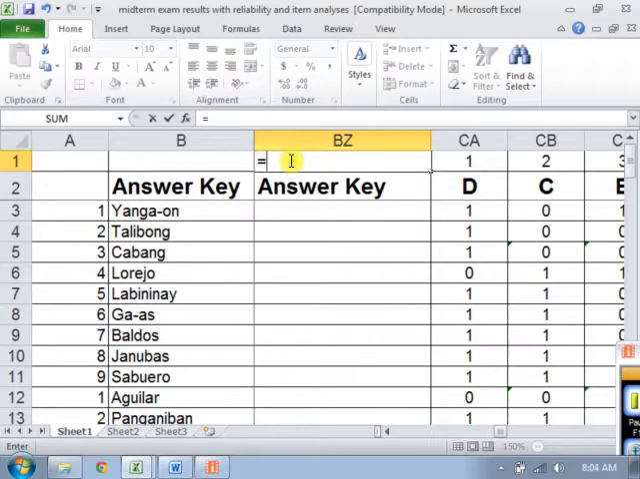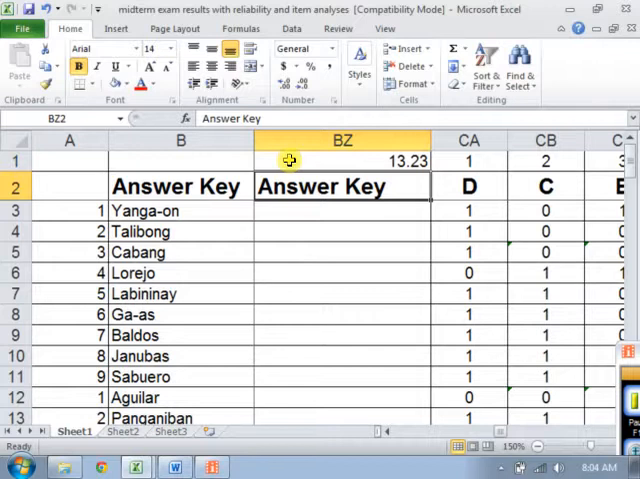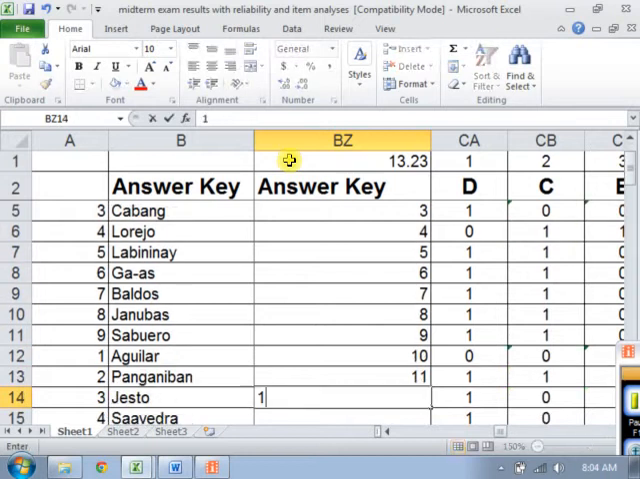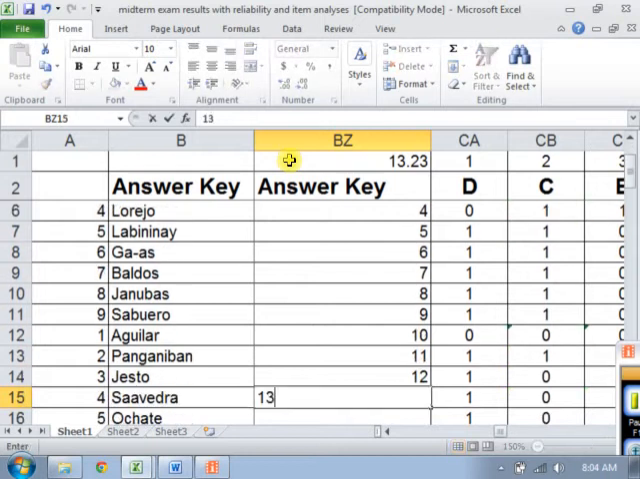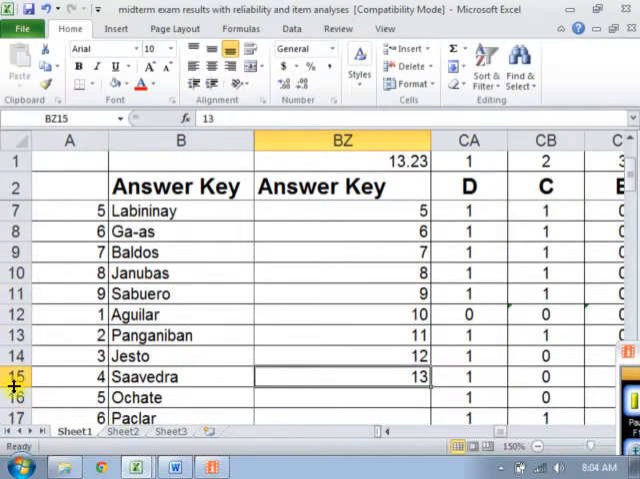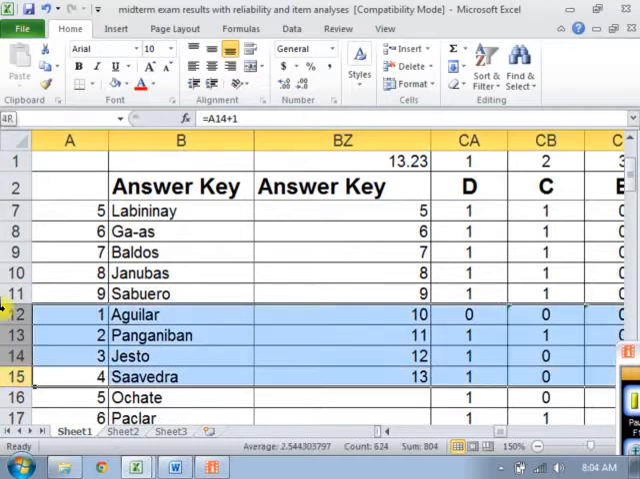Okay. But here, how many students do we have? 0.27 times 49, and we have 13, correct? So what do we say? We have 1, 2, 3, 4, 5, 6, 7, 8, 9, 10, 11, 12, 13. These are our top 13, di ba? So we will highlight that.